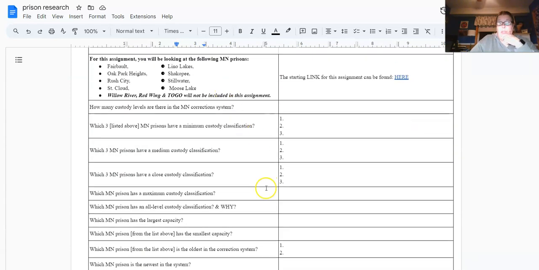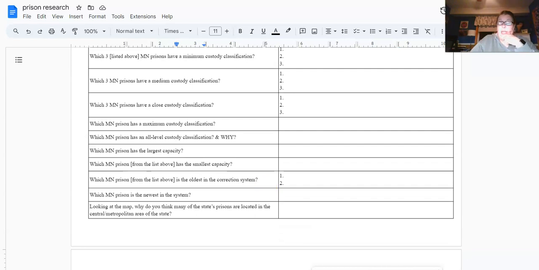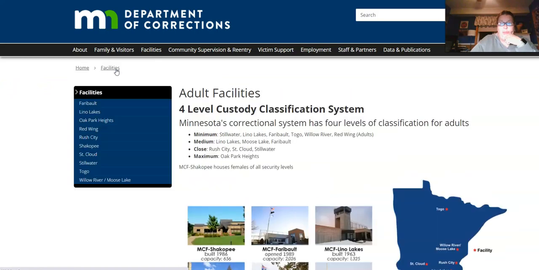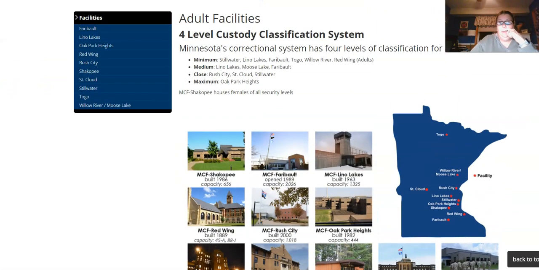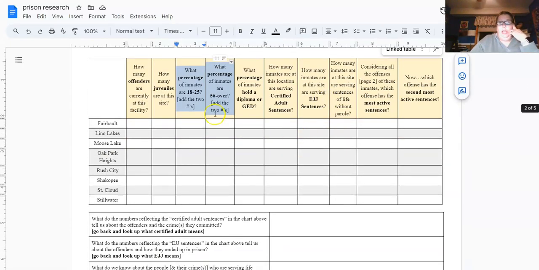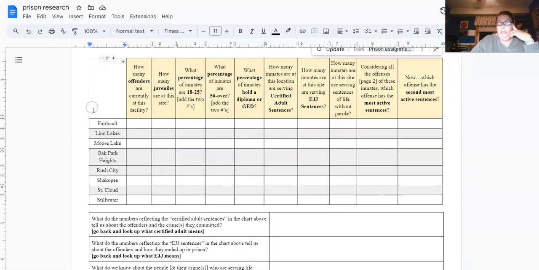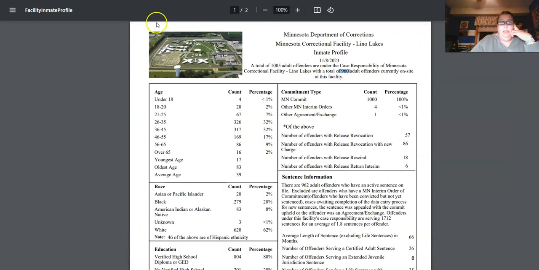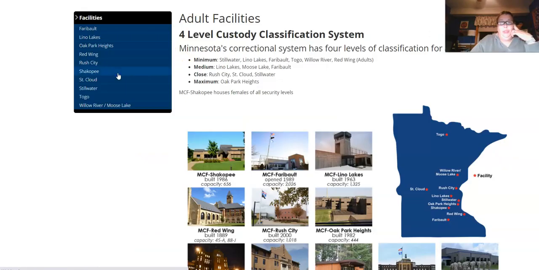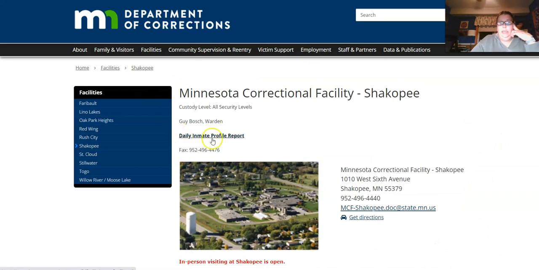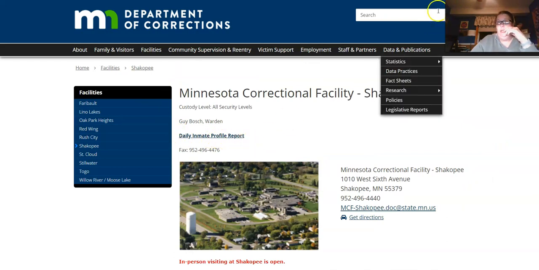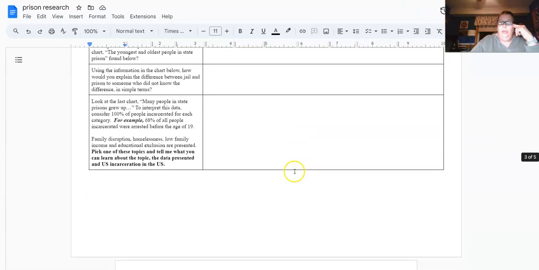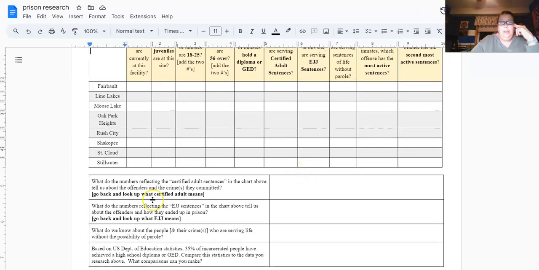Once you have answered the questions on the prisons, again, all that information can be found on the first page. Okay, all that information's here. The second page, you're going to have to go into the links that say, let me go back. Links that say Daily Inmate Profile Report. You're going to look up 8 of those. Once you finish that, then you can go through and answer the questions that come with.